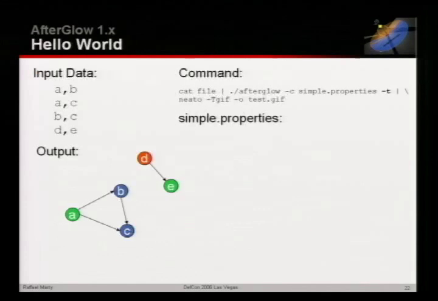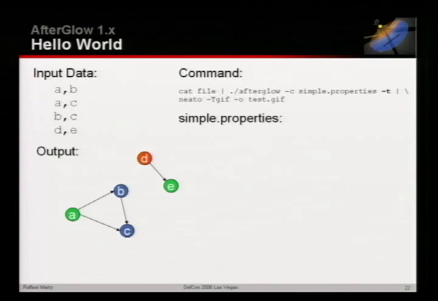So this is my hello world example. My input data is on the upper left. There are 4 entries in my log file, AB, AC, BC, and DE. If you would just visualize that, you would get something on the lower left. The nodes are connected. The command to run Afterglow is on top. And I think there's a pipe missing in your slides on the top right, but you will realize that yourself.